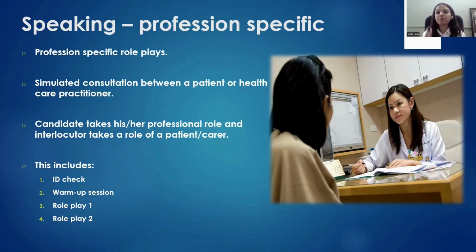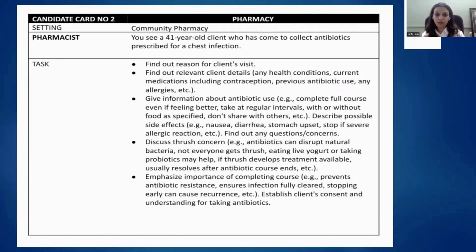After the warm-up session, you complete 2 role plays. Before each role play, you will have 3 minutes of preparation time and then you speak for 5 minutes. Let me help you to have a look at the role play card. The role play card looks something like this. Here you will have the candidate card number. Here you will see your profession, setting, where you are right now, what kind of patient you have been assigned, and your tasks. So you will read this information, and if you have a doubt or a question about the task, you are free to ask your interlocutor.